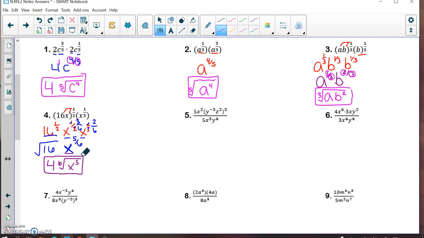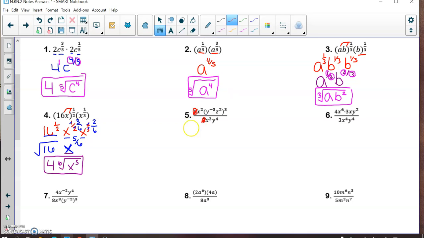Okay, number 5. It will help to simplify some things. So if we see in the numerator has a 5, the denominator has a 5. So both the numerator and denominator are divisible by 5. A 5 divided by a 5 is a 1, so those 5s just cancel out.